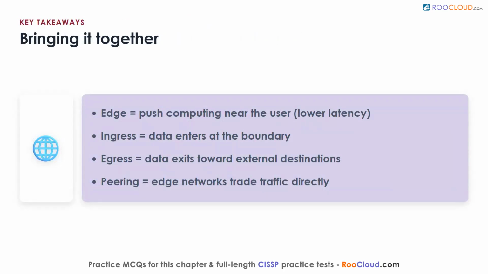So let's bring it together. An edge network pushes computing out to devices near the user to cut latency and lift performance. Data enters through ingress points sited at the boundary and leaves through carefully placed egress points. And peering links edge networks directly so they can trade traffic without intermediaries. Keep this outward-facing mindset, and you will design networks that stay fast and responsive no matter where your users sit.